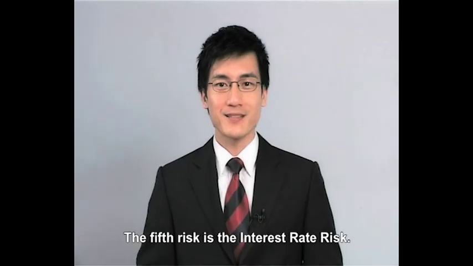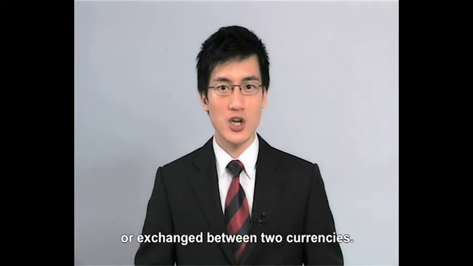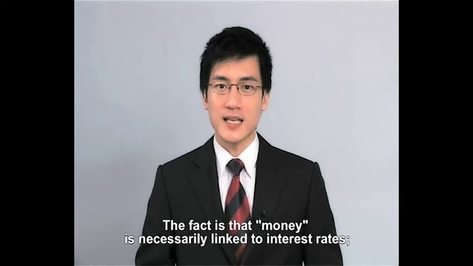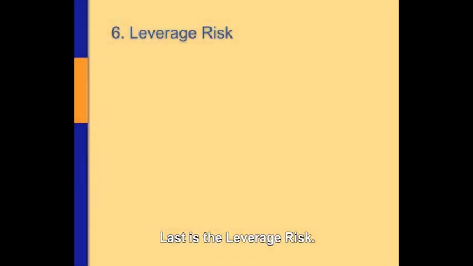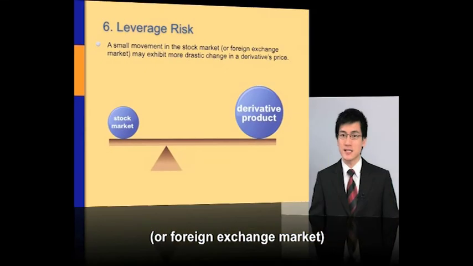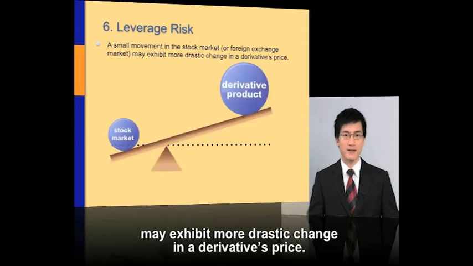The fifth risk is the interest rate risk. Any derivative will ultimately be exchanged for an asset and money, or exchanged between two currencies. The fact is that money is necessarily linked to interest rates. Therefore, interest rate changes will definitely affect the values of derivative products. Last is the leverage risk. Consider that a small movement in the stock market or foreign exchange market may exhibit more drastic change in a derivative's price. This is the leverage risk.